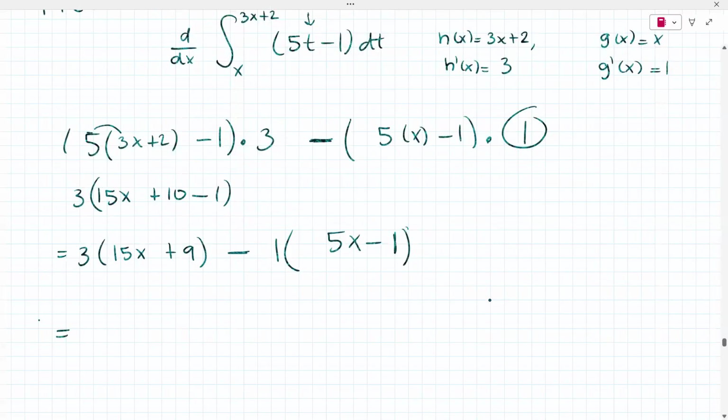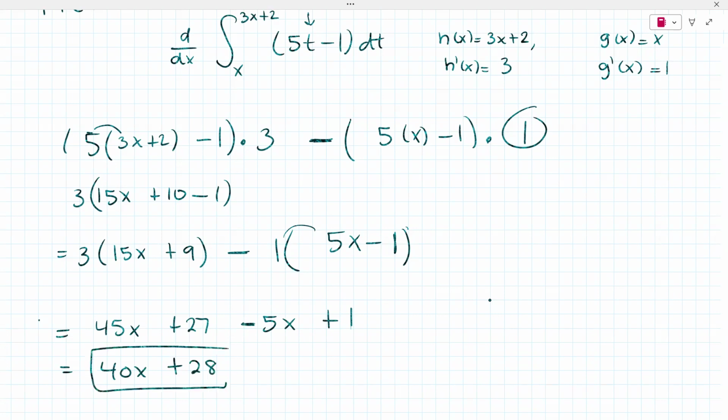So that's going to be 3 times 15x is 45x, 3 times 9 is 27. And then FOIL out this negative, that's minus 5x plus 1. And that gives you 40x plus 28. Okay, number 11.